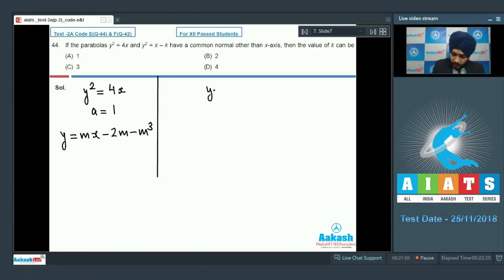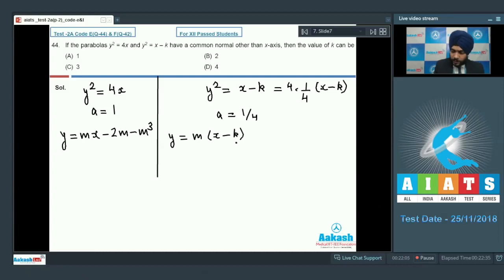From here I have the parabola y square equals x minus k, which can be written as 4 into 1 by 4 into x minus k. A is 1 by 4. Equation of normal will be y equal to m times x minus k, because it is a shifted one, minus 2am. So 2a will be 1 by 2, minus am cube. So m cube by 4, which gives me y equals mx minus mk minus m by 2 minus m cube by 4.